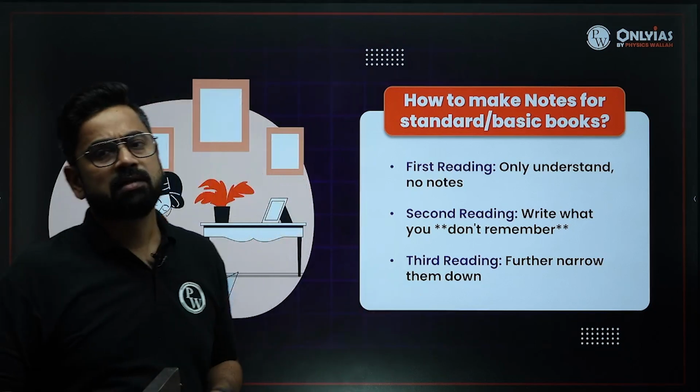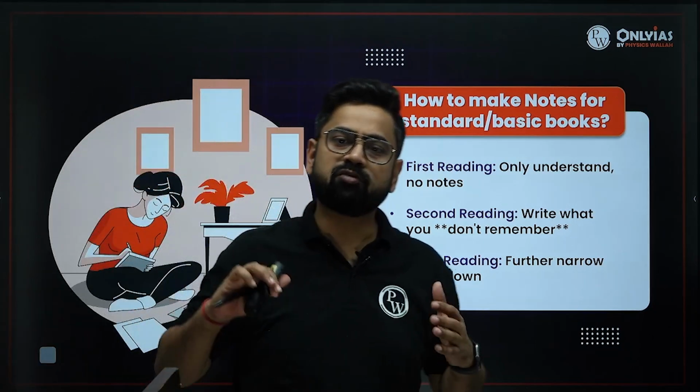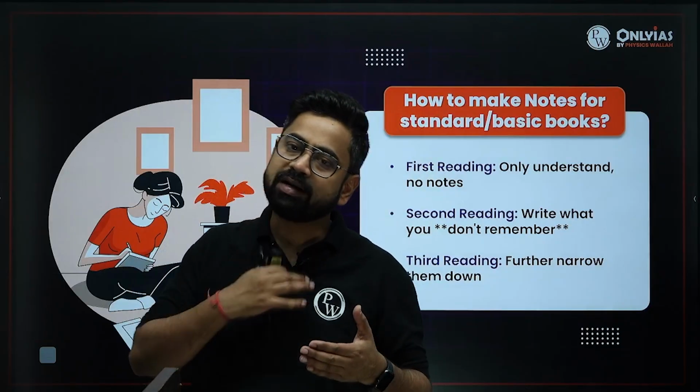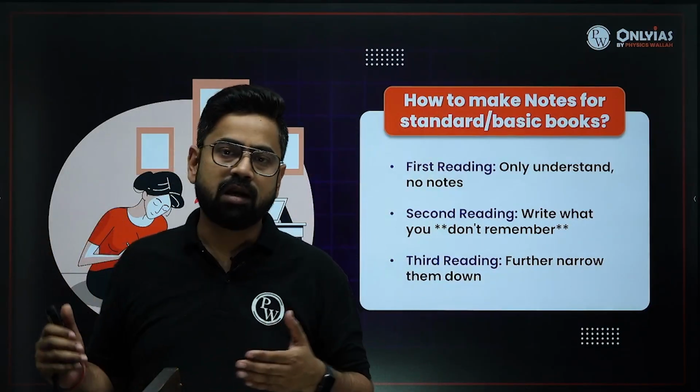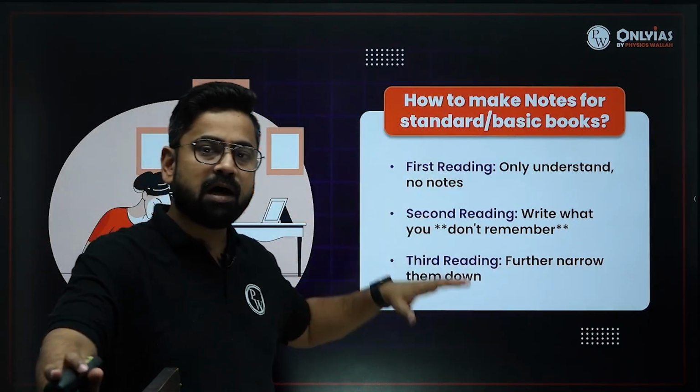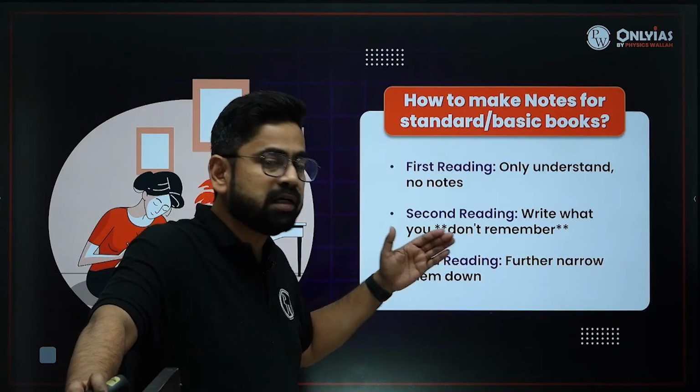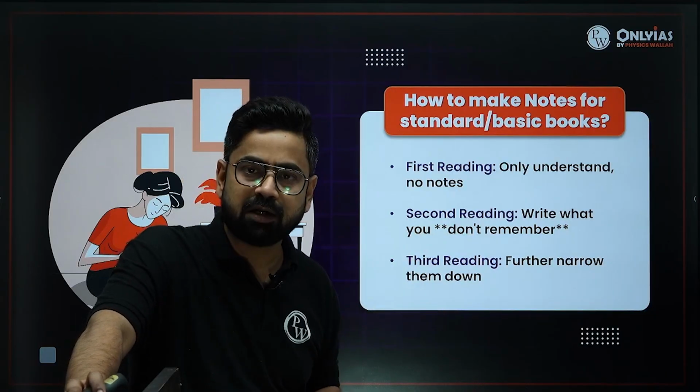In the third reading, again, you'll find a few things become obvious. You don't have to have them in your notes. Now you can trim down that part as well. And when you start trimming down, you start reaching the micro notes level. So gradually this trimming helps you reach that micro note level.